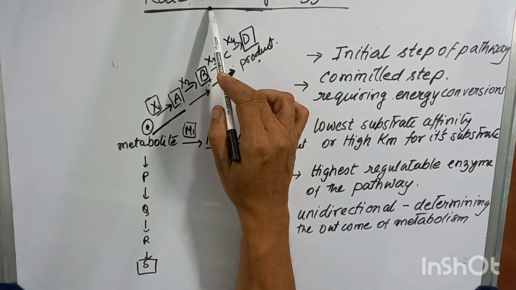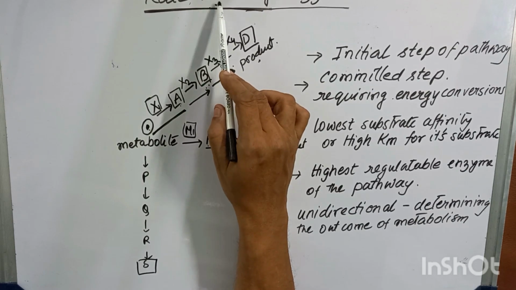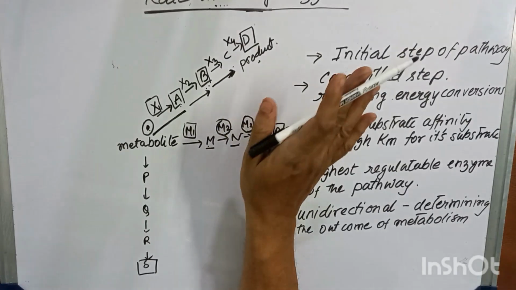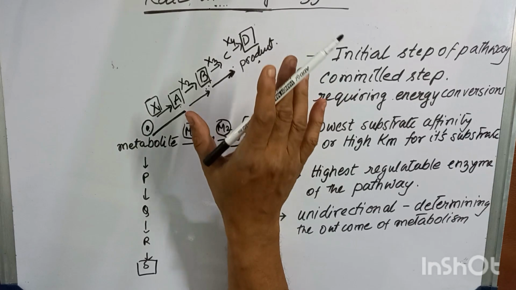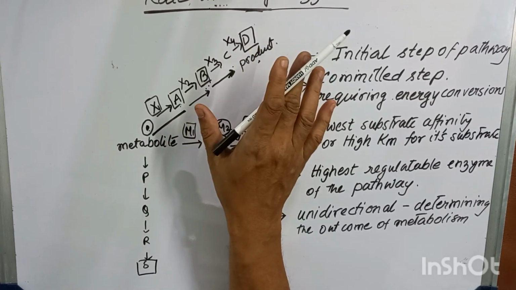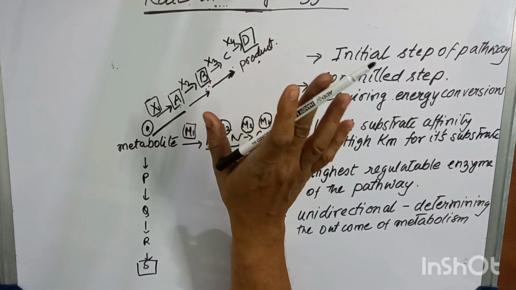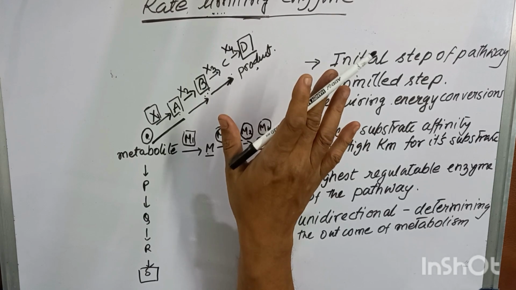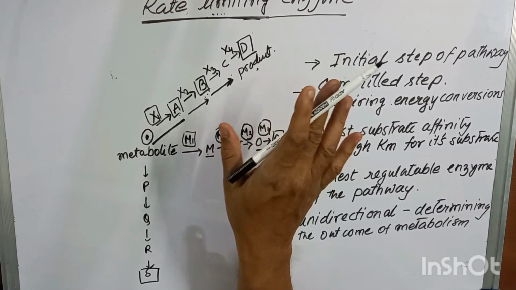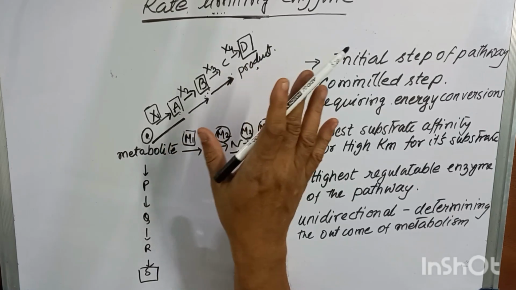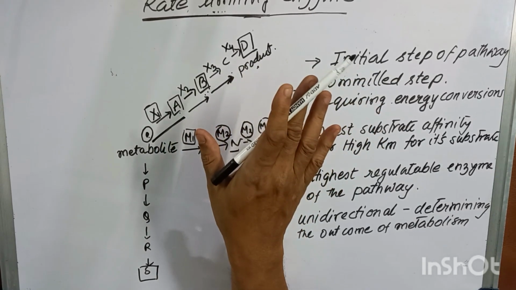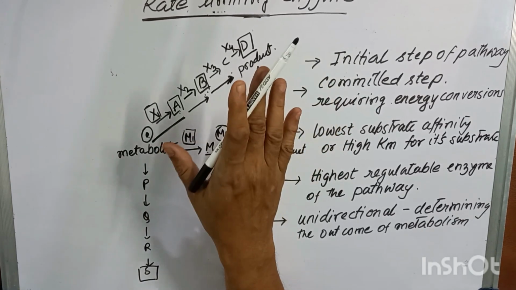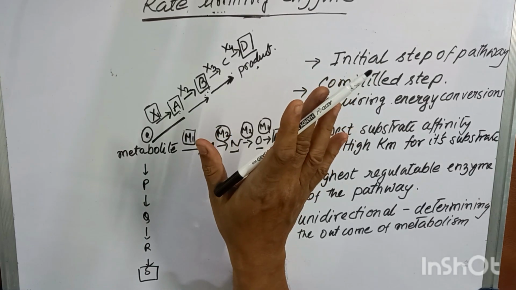Because these rate limiting enzymes are the master enzymes. They will actually tell whether this pathway will occur or not. And depending upon their properties, depending upon their actions, the metabolism is regulated. All of our different metabolic pathways are regulated. Now, what is the importance of this rate limiting enzyme? What are the primary properties of this rate limiting enzyme? The importance of these rate limiting enzymes is that they will govern whether any pathway will occur or not. It is being regulated.